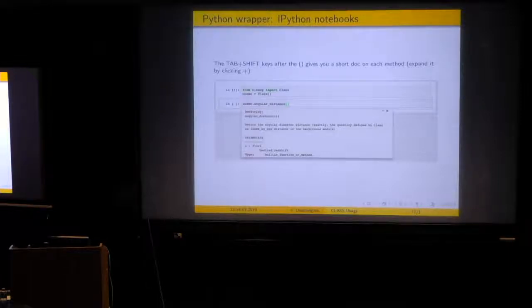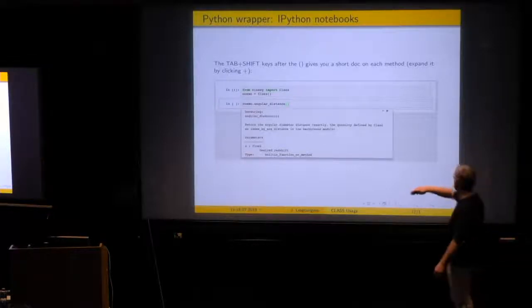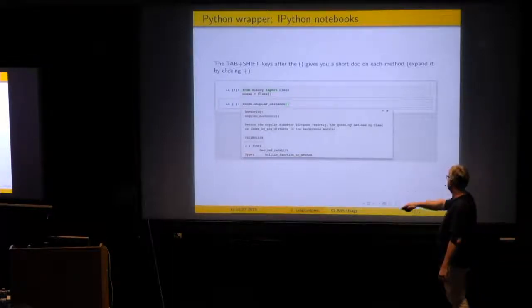And I know that not all of them have been nicely implemented. Okay, this is one thing we need to improve. But for instance, if you try this together with me, angular diameter distance tab shift, you see that this is the angular distance, that the input is a redshift, and the output is the angular diameter distance. And then you know the format of the input and the output. And you can write explicitly your input, for instance, Cosmo angular distance of 10.